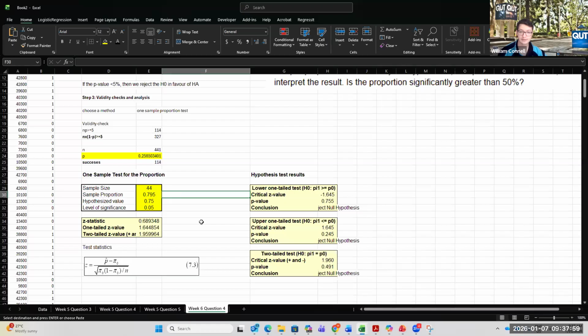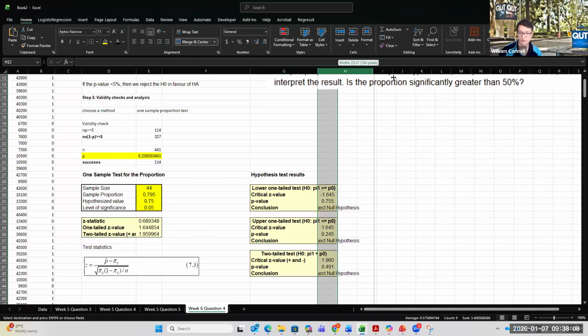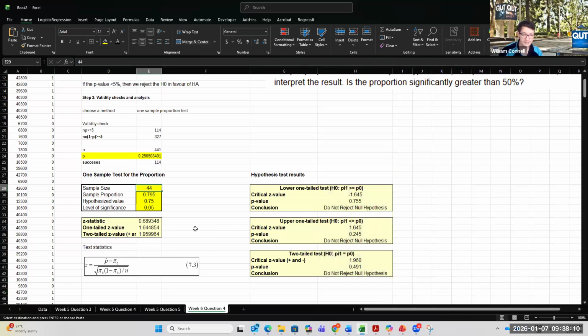Like the other calculators in this file, we want to make sure that we fill out these values here that are highlighted yellow, okay? And then the rest of the calculator will get filled out. The sample size is 441. The sample proportion, 0.258. Hypothesized value, 0.5. And the level of significance is 5%. Okay. Now there's 3 different tests that are getting performed here.